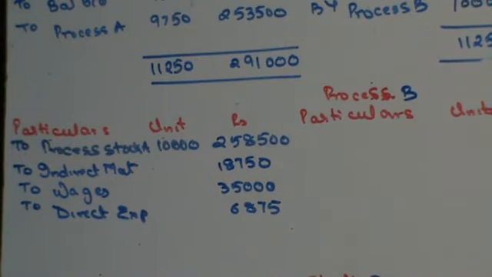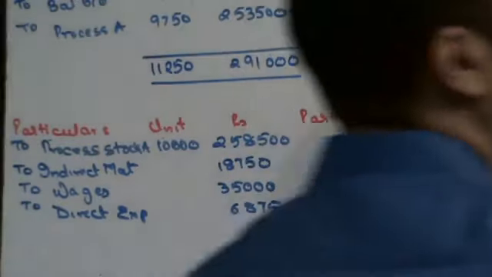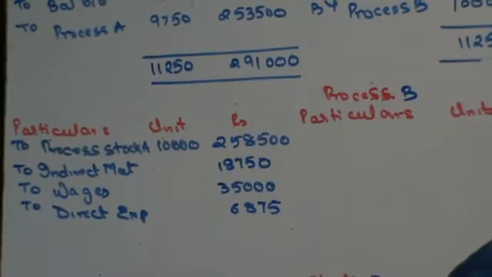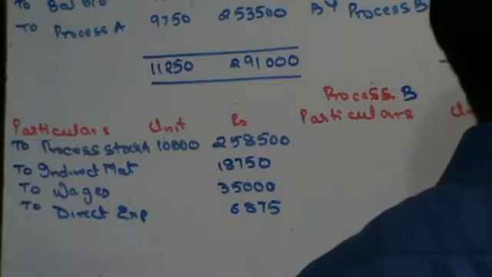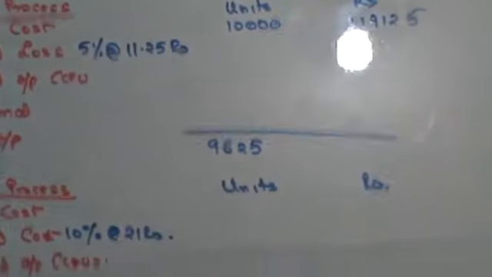35,000 plus 6,875, I will get 3,19,125. Someone please cross check. 3,19,125. Someone check that please. 2,58,500 plus 18,750 plus 35,000 plus 6,875. 3,19,125.